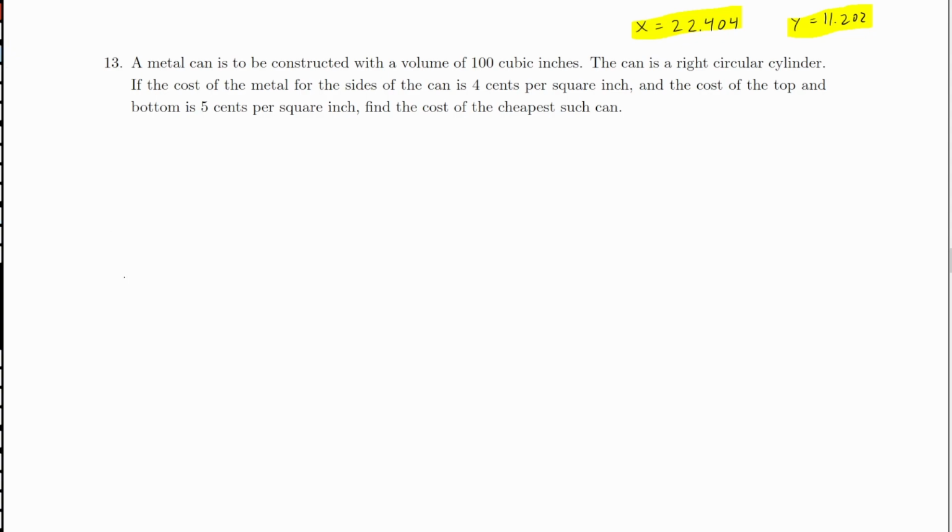Problem 13, a metal can is to be constructed with a volume of 100 cubic inches. The can is a right circular cylinder, so let's go ahead and draw that. Okay, so I have height h, and we have a radius r. If the cost for the metal side of the can is 4 cents per square inch and the cost of the top and the bottom is 5 cents per square inch, find the cost of the cheapest such can. So we want to build a function for cost, and then we want to minimize that.